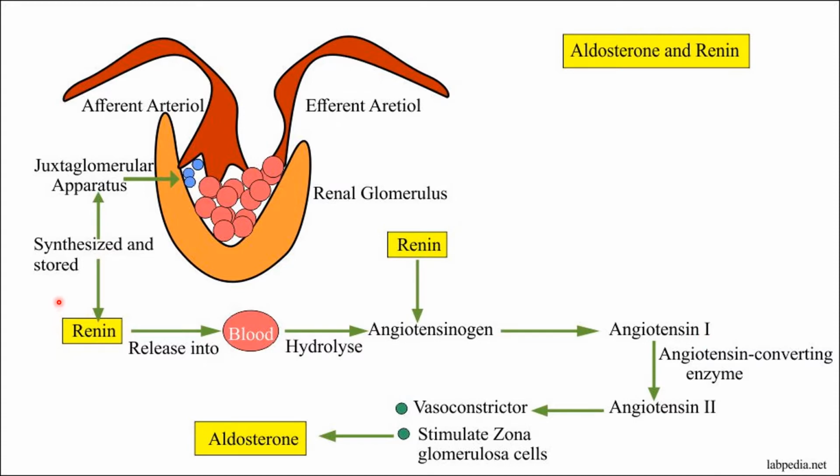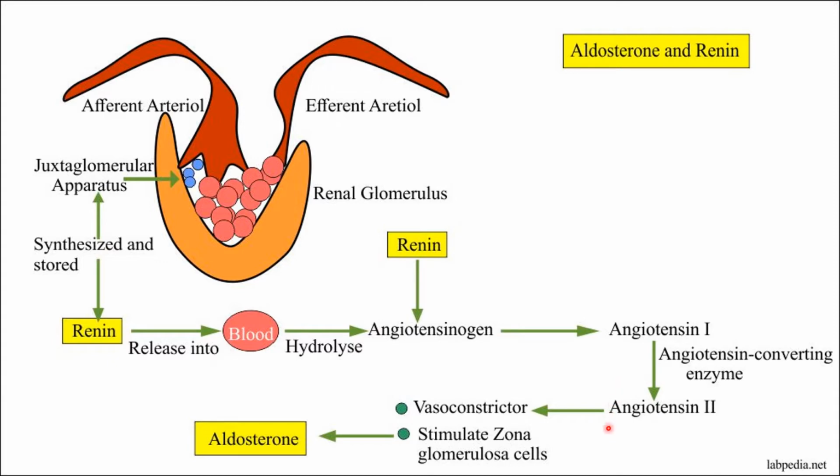So the renin that is released into the circulation will hydrolyze angiotensinogen into angiotensin 1, and there is another enzyme known as angiotensin converting enzyme, ACE, that is present in the lung. This angiotensin converting enzyme converts angiotensin 1 into angiotensin 2, and the subsequent effects are mediated through angiotensin 2.